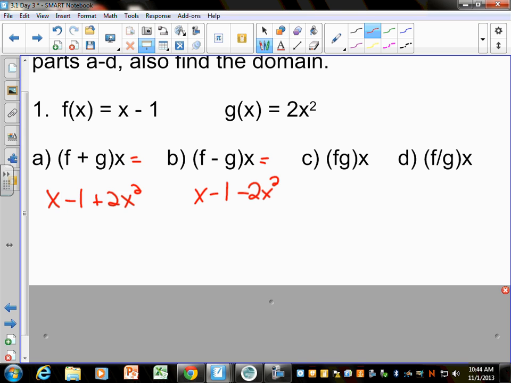Oh yeah, we're going to go back to my domain. I was going to do it just for A through D. But here's a nice thing. What's the domain of x minus 1? What's the domain of 2x squared? So what's the domain of the adding and subtracting and multiplying going to be? The only one you really got to worry about is the division, because that's when you move an x to the bottom. So I can say that the domain here is all real numbers, and the domain is all real numbers.